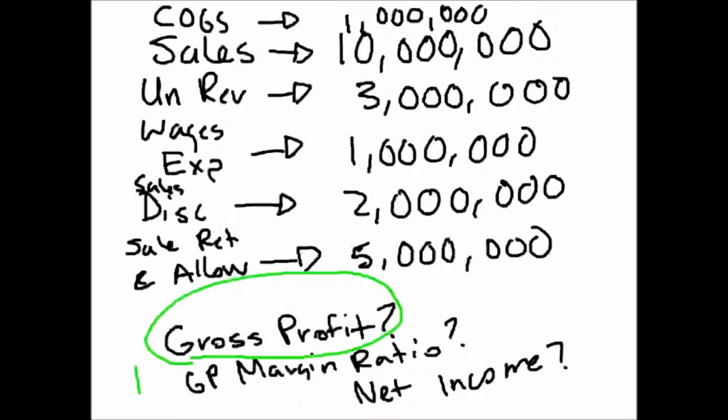So going back to our numbers here, what is net sales? Good. 3 million. We took sales, which is 10 million, minus sales returns and allowances, which is 5 million, minus sales discounts, which is 2 million. So we have total net sales of 3 million.